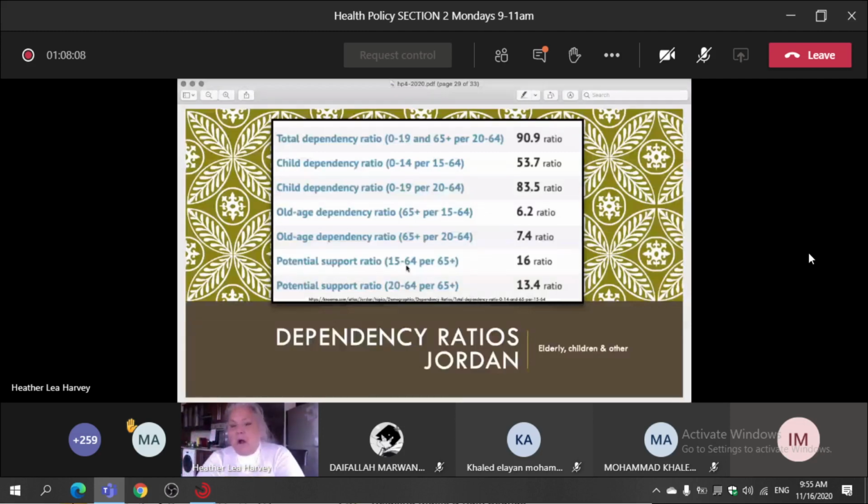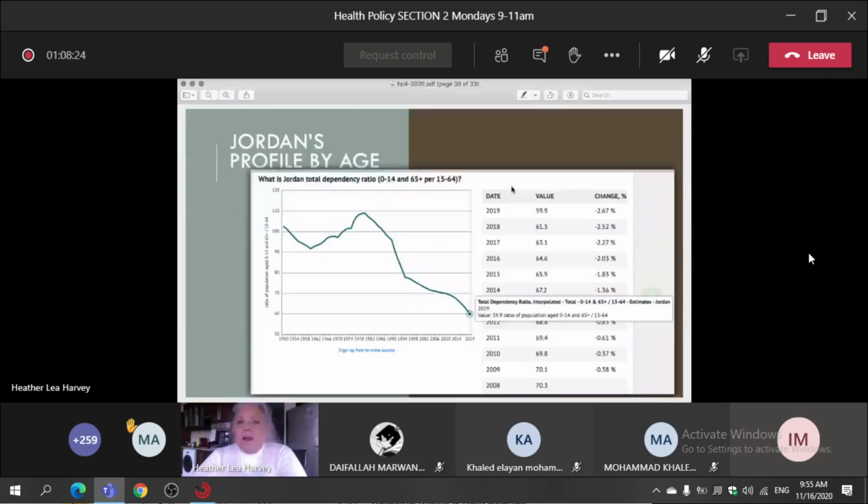And it talks about it for all ages, and it talks about certain age ranges. All I want you to see is that this number is shifting, okay? And that the majority comes from children being dependent on adults right now. When we look at this, this is just a line graph that shows Jordan's total dependency ratio as of 2019, okay? And this is accounting for all children and all of those over 65.